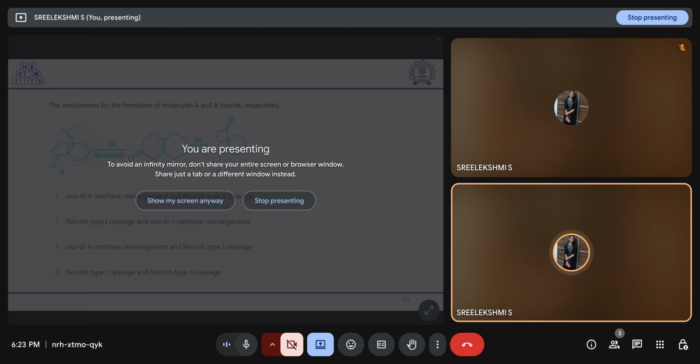Now the next question: the mechanisms for the formation of molecules A and B involved, respectively. So this compound is converted into this one in the presence of hν, and this is converted into this one in the presence of hν and a sensitizer. So which are the reactions involved here in both the cases?